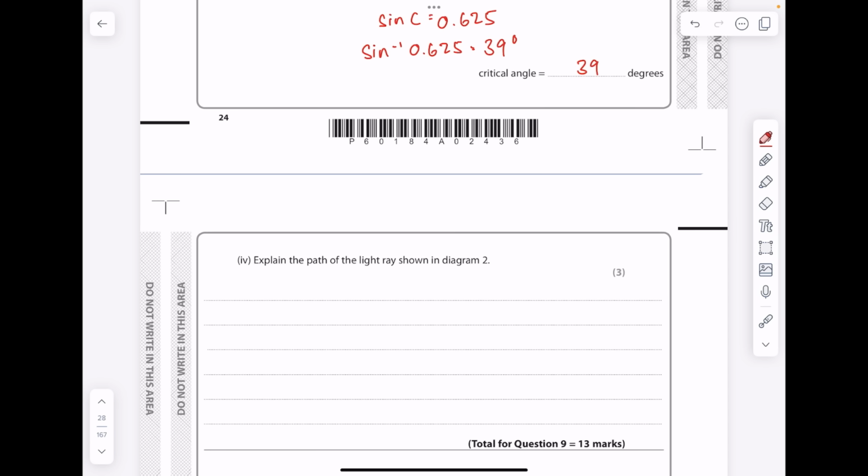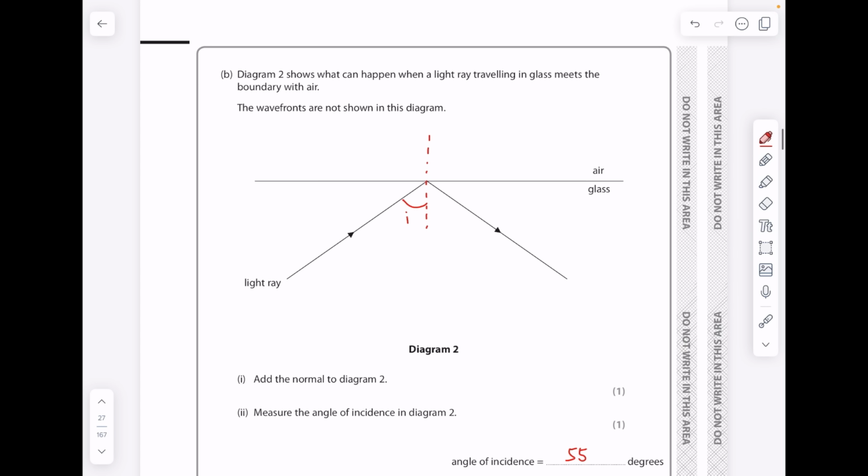Explain the path of the light ray shown in diagram 2. This is absolutely total internal reflection. We can see how that light ray is being internally reflected, and that therefore means that the angle of incidence must be greater than the critical angle. And this occurs because the ray is travelling from a high to a low refractive index.